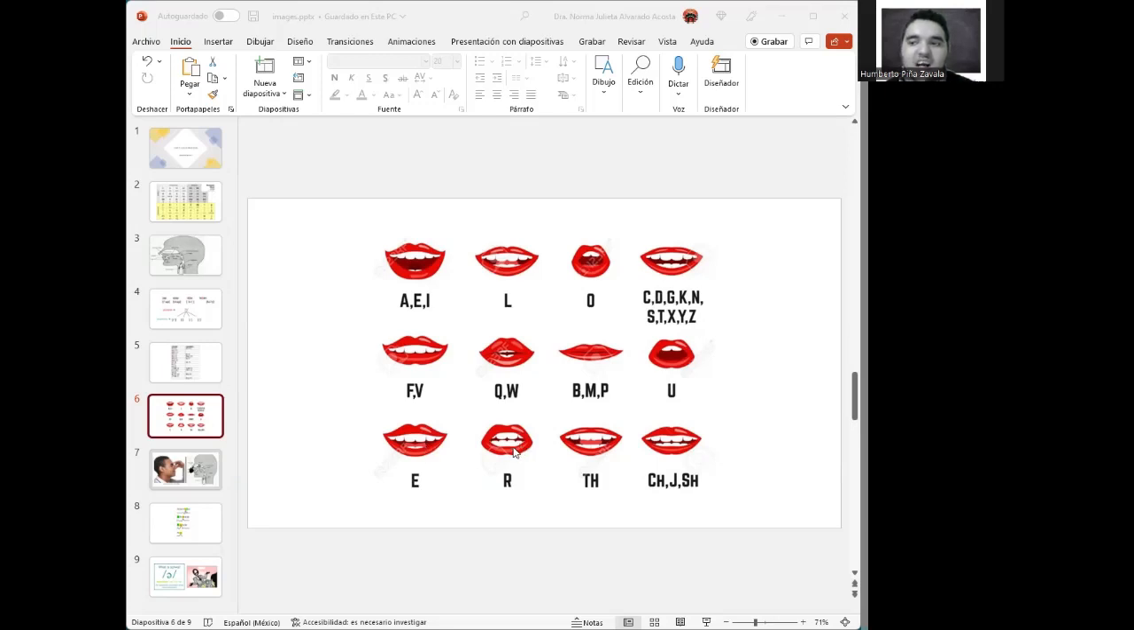Then we got the R. You can show your teeth. Then we got the "th," "the." You put your tongue within your teeth, and you extend it. "The." And then finally the "ch."